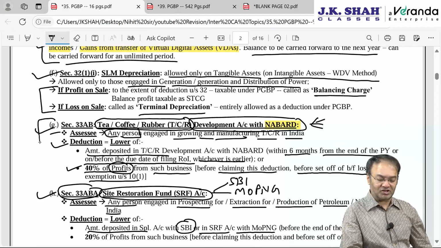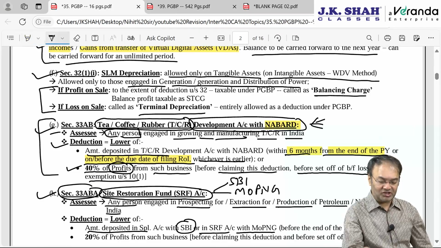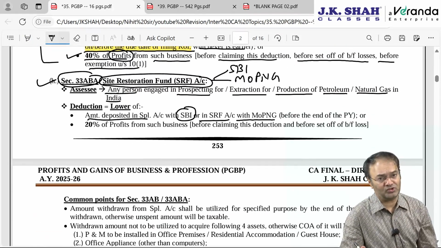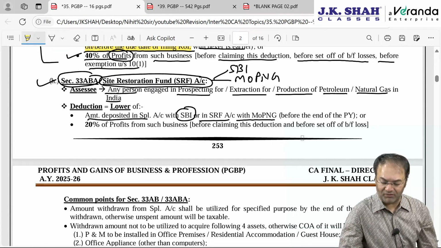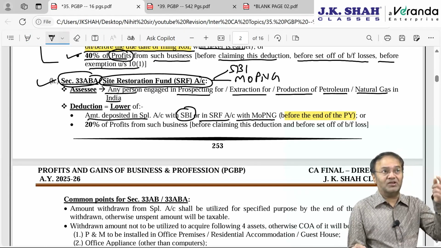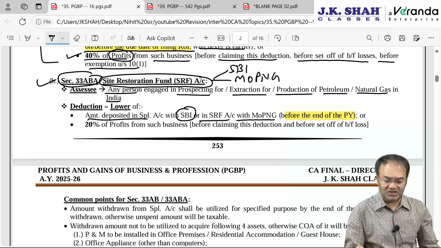In the previous section, the time limit to deposit was 6 months from the end of the previous year or on or before the due date of filing IT return, whichever is earlier. Same way here, the time limit is slightly different. Here the amount is to be deposited on or before the end of the previous year. Before the end of the previous year. In the previous section, 6 months from the end of the previous year. Here by 31st March itself only.